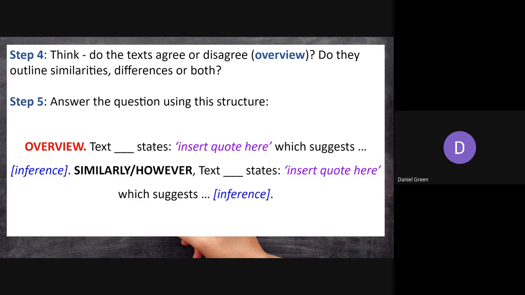Then start with whatever text it is first, with a quote, and tell me what it suggests. So use your inference skills. Then, similarly, slash however, or on the other hand, etc. The second text, insert the quote, and then use your inference to analyze it.